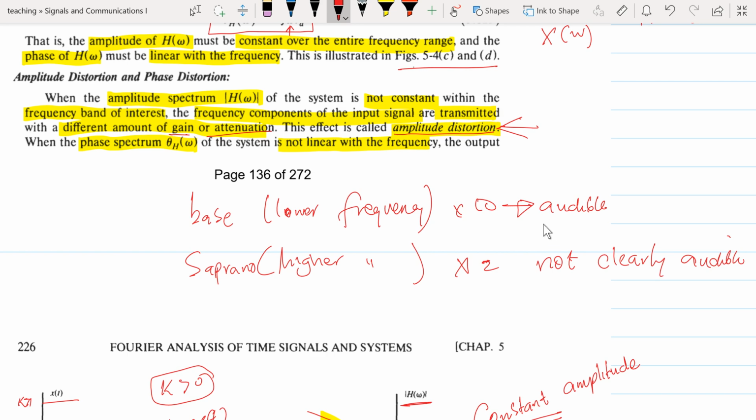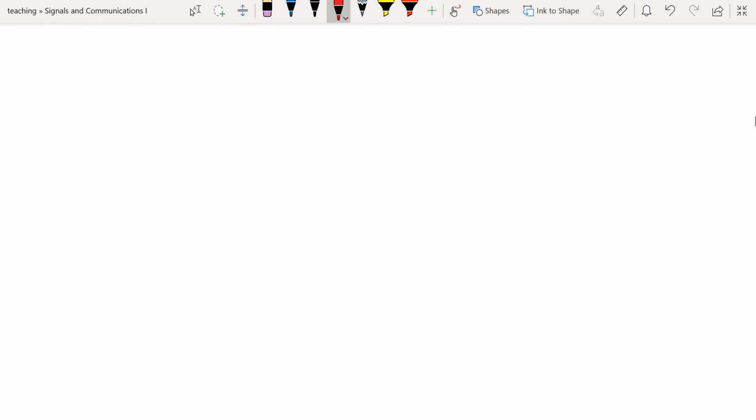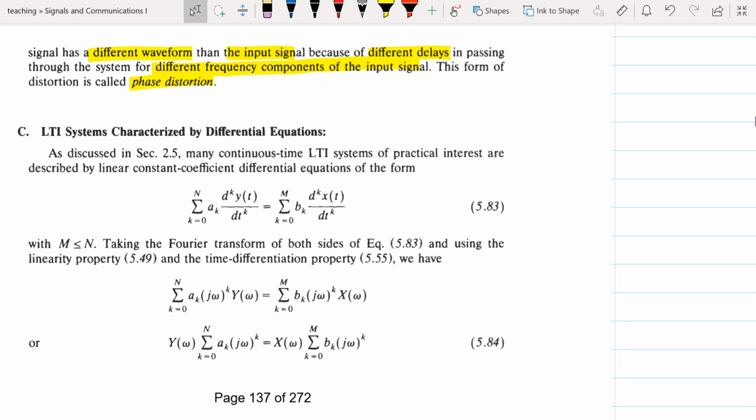The other kind of distortion is phase distortion, which arises when the phase spectrum theta h of omega of the system is not linear. We have said that it should be linear, with the slope being negative td or something like that. If it is not linear, then the output signal has a different waveform than the input signal because of different delays in passing through the system for different frequency components of the input signal. And this form of distortion is called phase distortion.